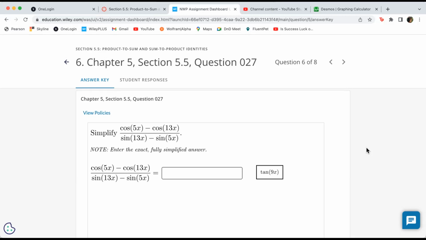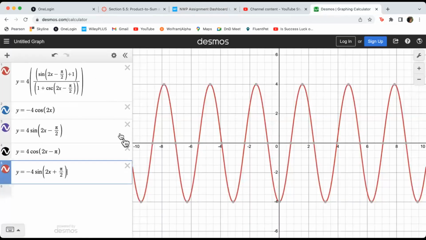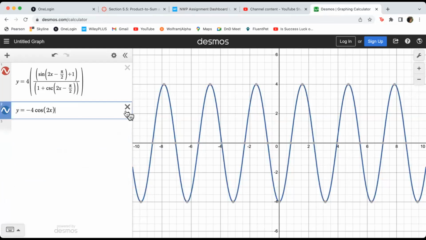We should be very suspicious about this because we know that some trig identities are going to come into play. Section 5.5 was all about product to sum and sum to product. What we have is a sum of trig identities, cosine and sine. We've got a cosine over a sine, so we can start being suspicious of things like cotangents and tangents. But let's take a look at what this cosine of 5x minus cosine of 13x looks like.